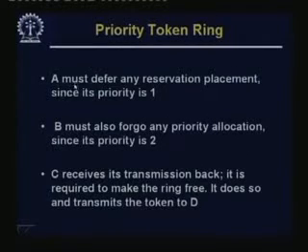A also wants to send again, but A must defer any reservation placement since its priority is 1. B must also forego any priority allocation since its priority is 2. C receives its transmission back, it is required to make the ring free, it does so and transmits the token to D.